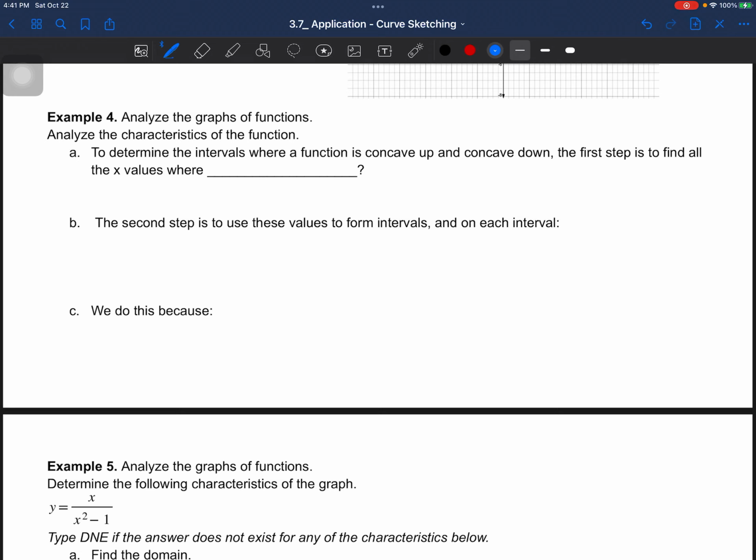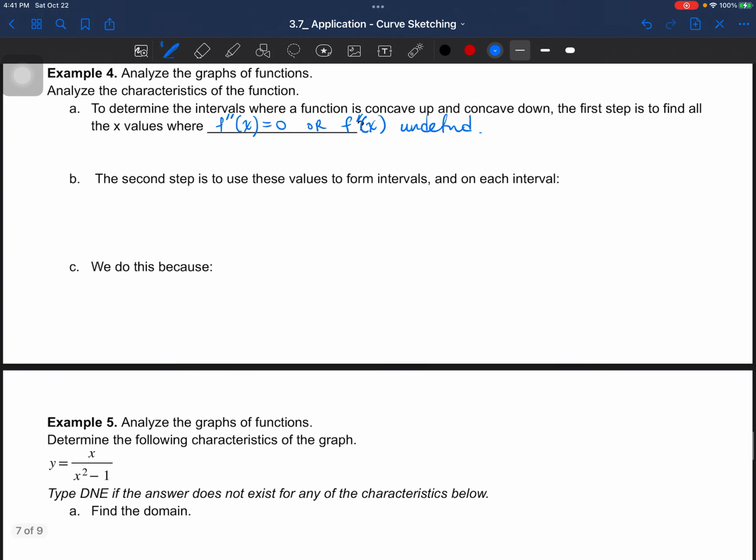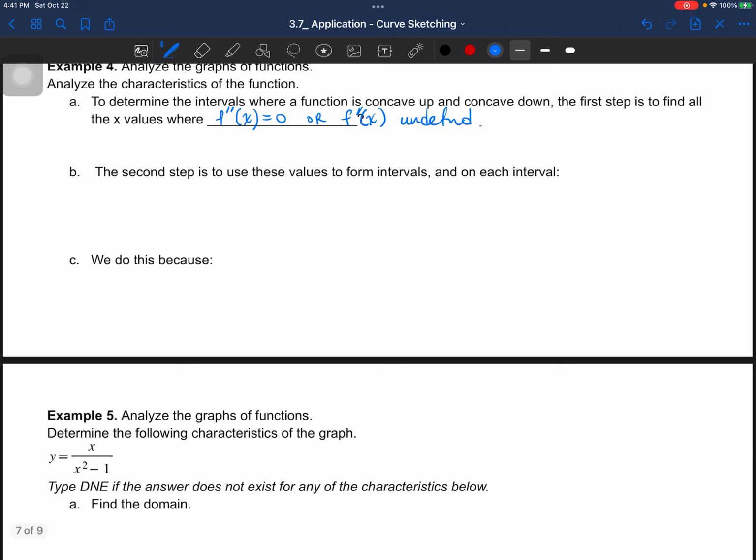To determine the intervals where a function is concave up and concave down, the first step is to find all the values of x such that, and remember that concavity is determined by looking at the second derivative. In particular, we find the values of x that make the second derivative equal to 0, or where the second derivative is undefined, right? There you go.